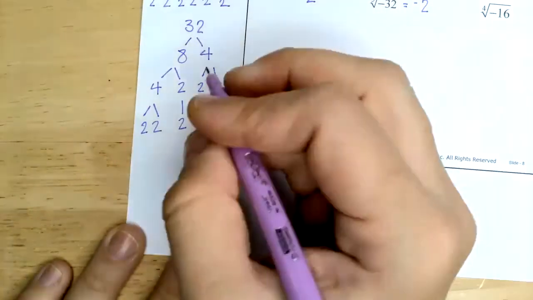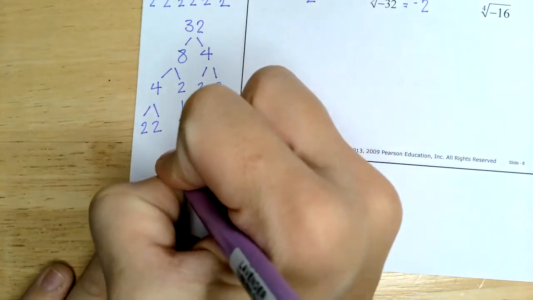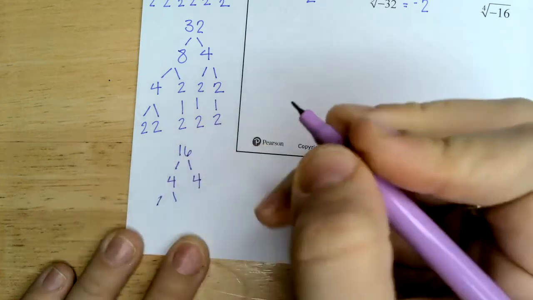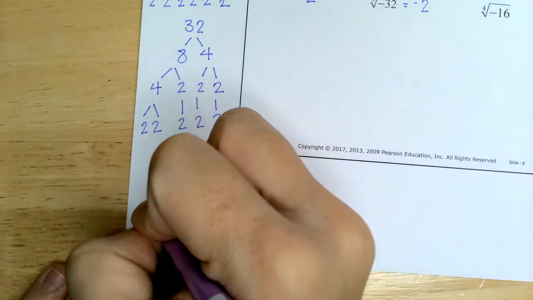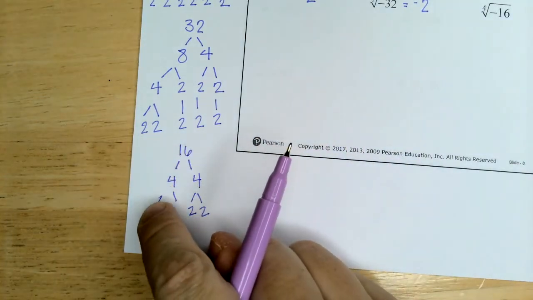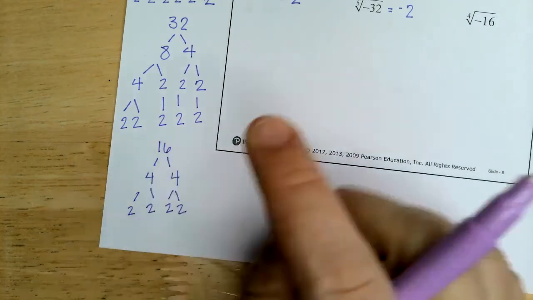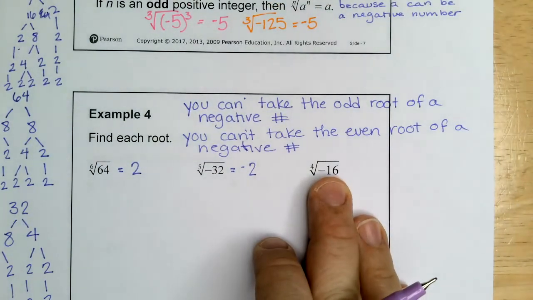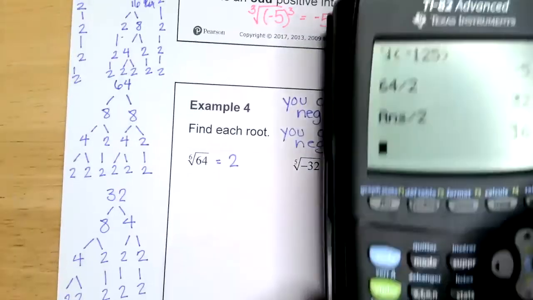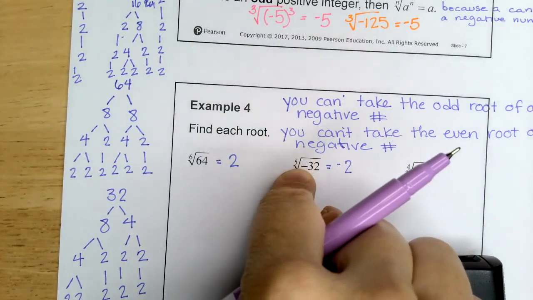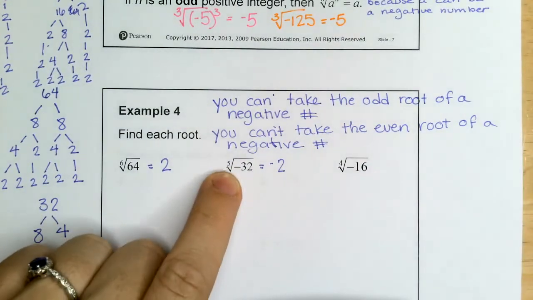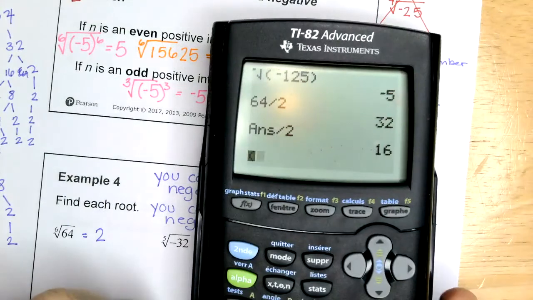Now 16, 4. 16 is 4 and 4. And then each of those 4s becomes 2 and 2. So 16 factors to four 2s, right? But it's negative 16. So I said here for negative 32, negative 2, right? Negative 2 5 times will give me negative 32.